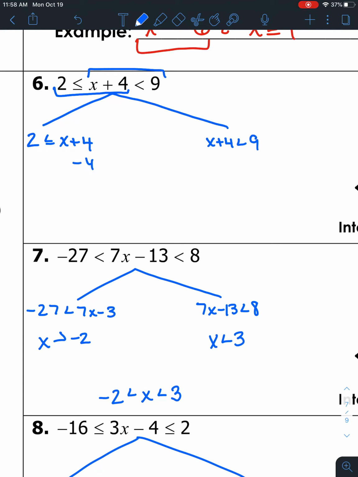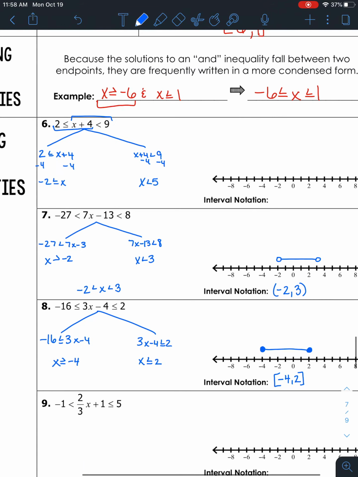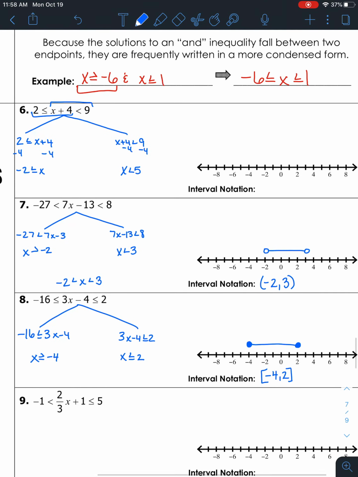Okay, so I'm going to minus 4 from this one. So that gets me negative 2 is less than or equal to x. So that's one answer. Same thing over here, I'm going to minus 4. So that gets me x is less than 5. That's my second answer. All right, so I need to rewrite this one so it's letter symbol number form.